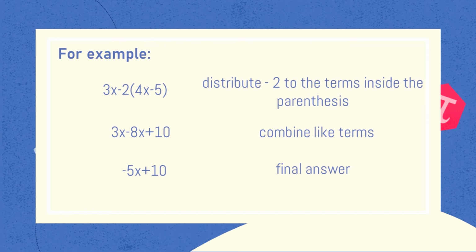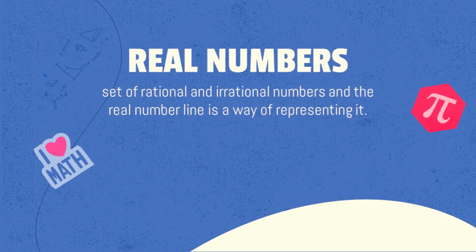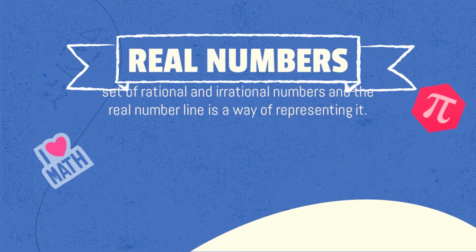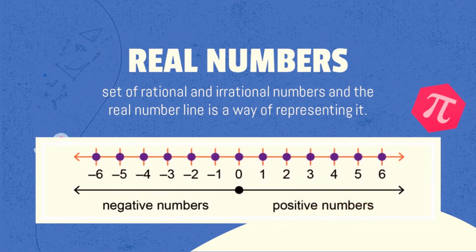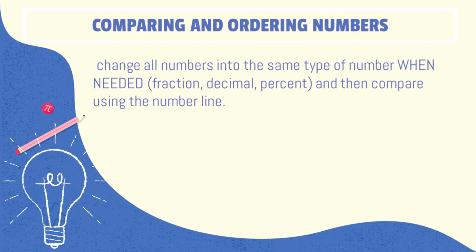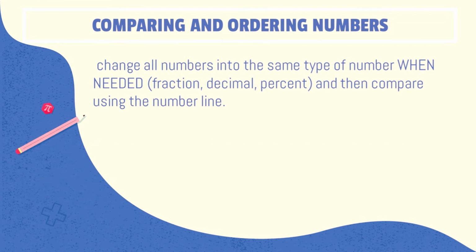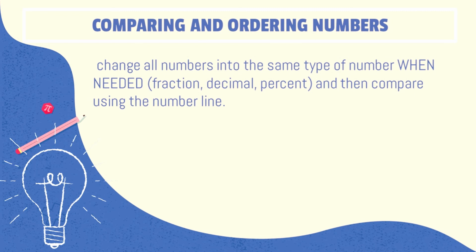Rational numbers and the real number system. Real numbers are a set of rational and irrational numbers, and the real number line is a way of representing it. The numbers to the right of the zero are positive numbers, and the numbers at the left are negative. The rightmost numbers are higher than the leftmost numbers. Comparing and ordering numbers: when comparing and ordering numbers, change all numbers into the same type of number when needed, and then compare using the number line.